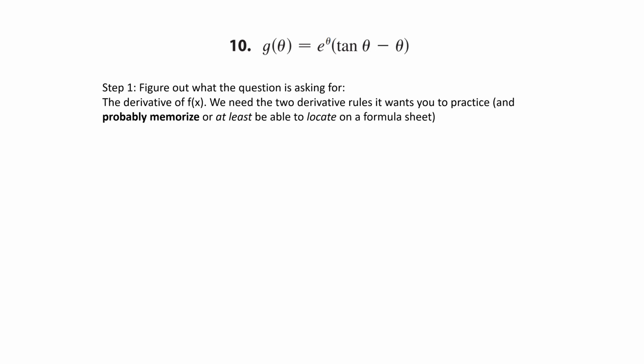Basically, the question wants you to use your derivative table and practice the power rule. At this point, it's probably hoping you've memorized them, or at least you're able to locate them on a formula sheet. So the derivatives that we're going to need is that the derivative of e to the power of theta is just e to the power of theta. And the derivative of tan is sec squared. And the derivative of just theta is 1 because it's a variable. You treat it the same way with x.